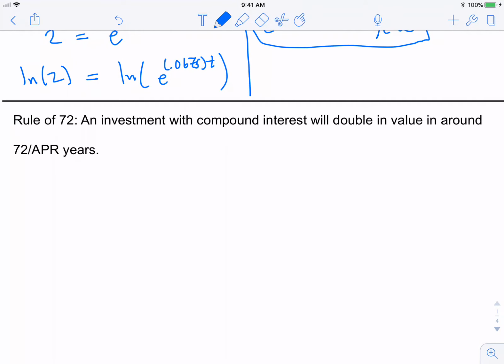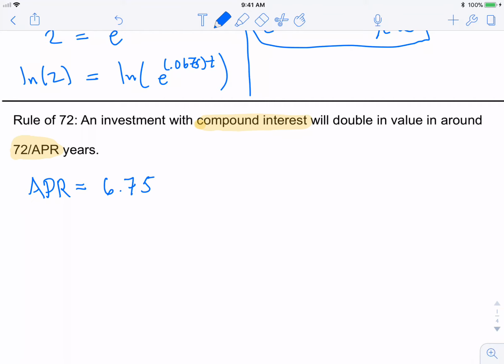There's actually a shorthand called the Rule of 72. An investment with any kind of compound interest, be that compounded annually or continuously, will double in value around 72 divided by the APR, years. So for this one, our APR, annual percentage rate, is 6.75.